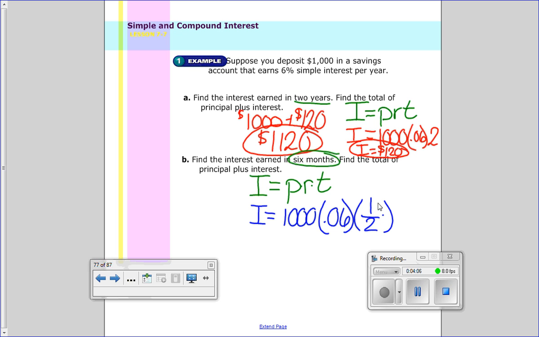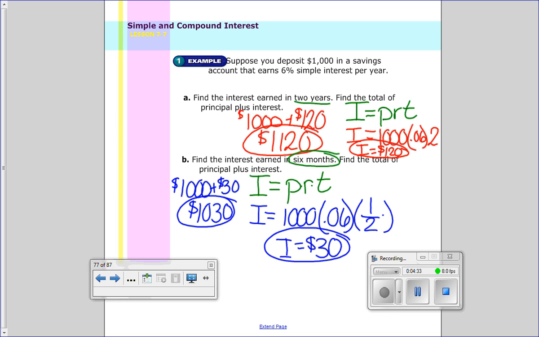And now I multiply it. 1,000 times 6/100ths times 1/2 is $30. So you earn interest of $30 in 6 months. And of course, we still have to find your actual balance. So you take your principal, $1,000, plus how much money you actually earned, and this is your balance at the bank, $1,030. There we go.